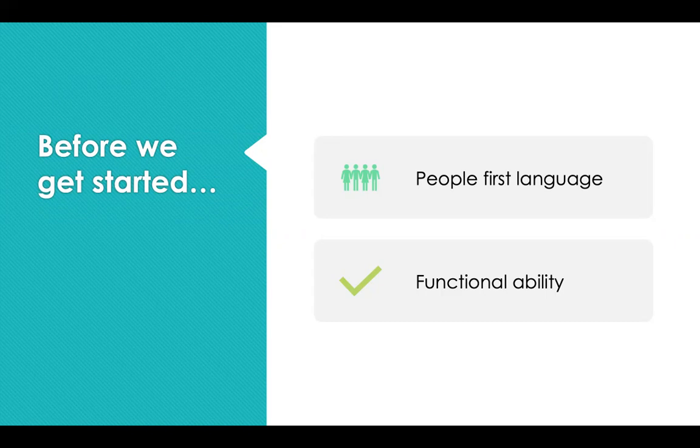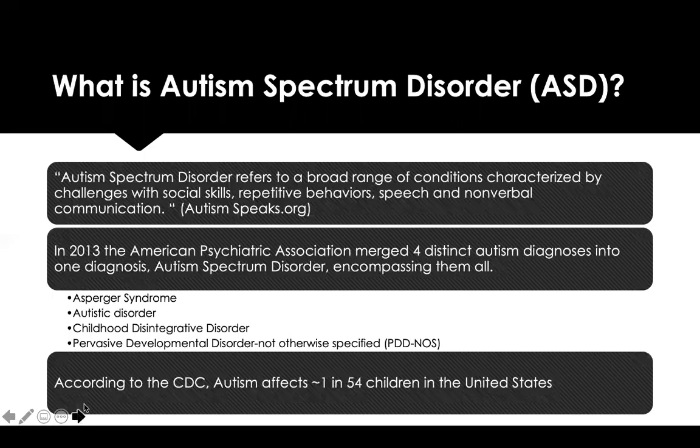Another thing to think about is functional ability level. This is especially important with diagnoses such as autism or cerebral palsy, that we talk about their high functioning or low functioning. But instead of using that language, let's talk about something that they are able to do instead of things that they are unable to do, or talking or relating things to their cognition. So just a quick reminder before we get started.